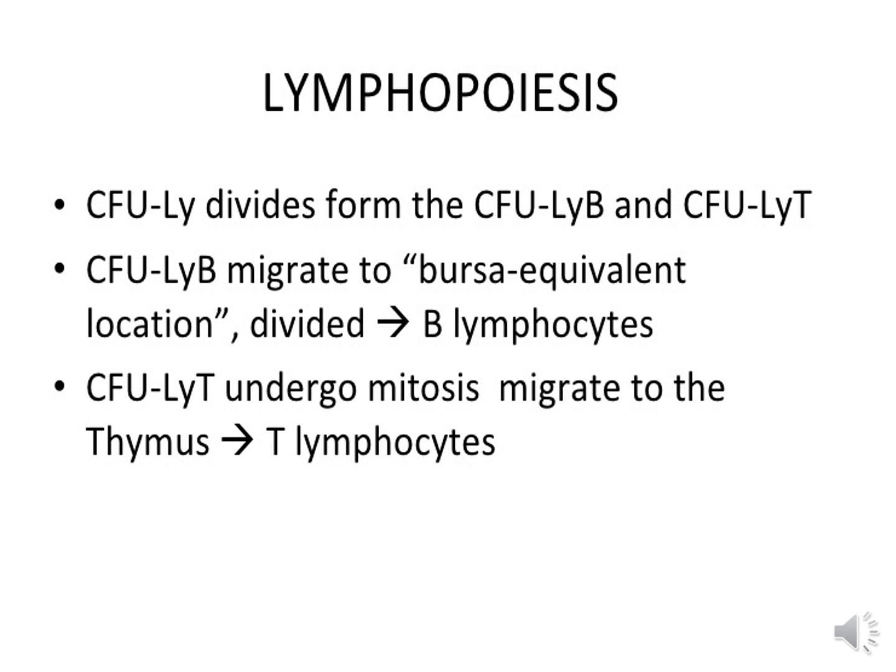In lymphopoiesis, you see the colony forming unit lymphocytes divide into the colony forming unit B lymphocytes and the colony forming unit T lymphocytes. The colony forming unit B lymphocytes migrate to the bursa equivalent locations and divide into B lymphocytes. The colony forming unit T lymphocytes undergo mitosis, migrate to the thymus, which finally develops into T lymphocytes.